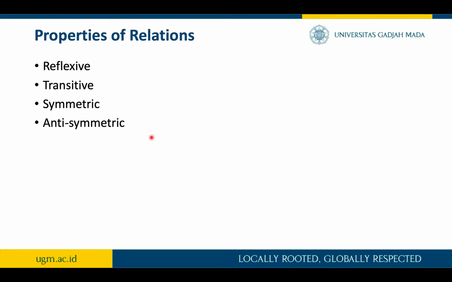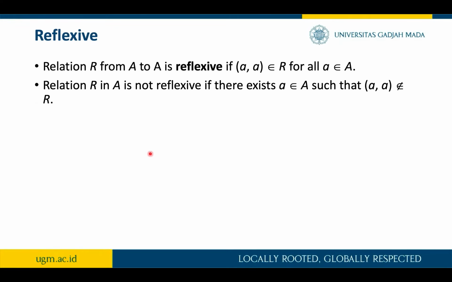Okay, we will discuss each of the properties here. The first one is reflexive. Relation R from A to A is reflexive if (a, a) is an element of R for all a element of set A.